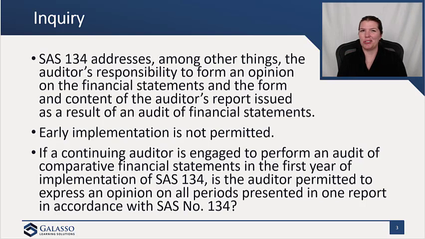Since you're not technically supposed to early adopt, this was not really addressed. SAS 136, which is for employee benefit plans, actually addresses comparative years, and they really had to because the comparative year was a disclaimer. So they give a little bit more guidance. 134 is kind of silent about what do you do with the prior year.